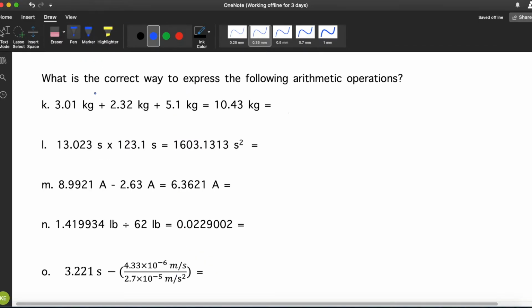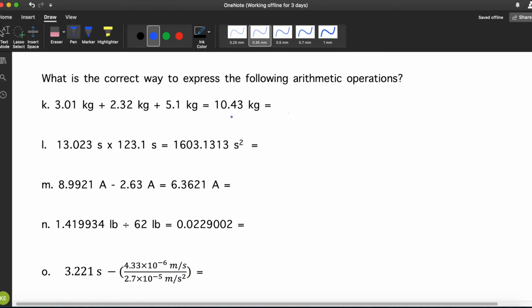Okay, so we have an example here. What is the correct way to express the following arithmetic operations? Take note that there are rules in operations with significant figures, particularly in adding, subtracting, multiplying, and dividing. For example, we have 3.01 kilograms being added to 3.32 and 5.1 kilograms. So the result will be 10.43.